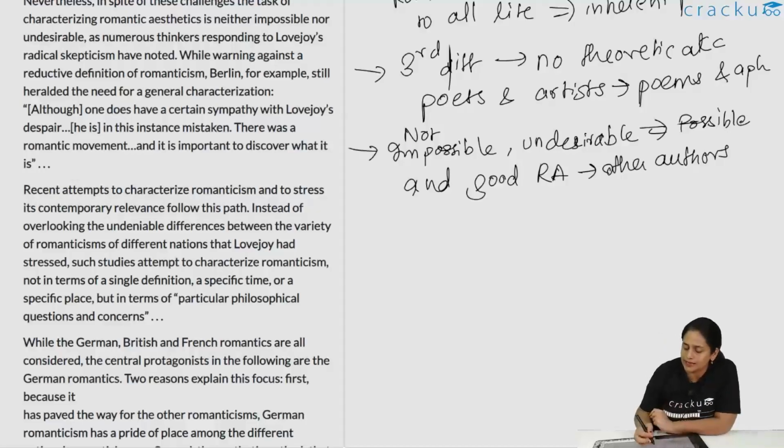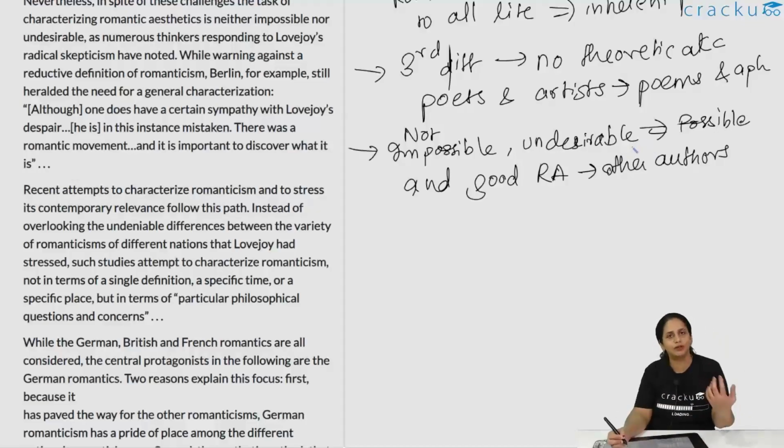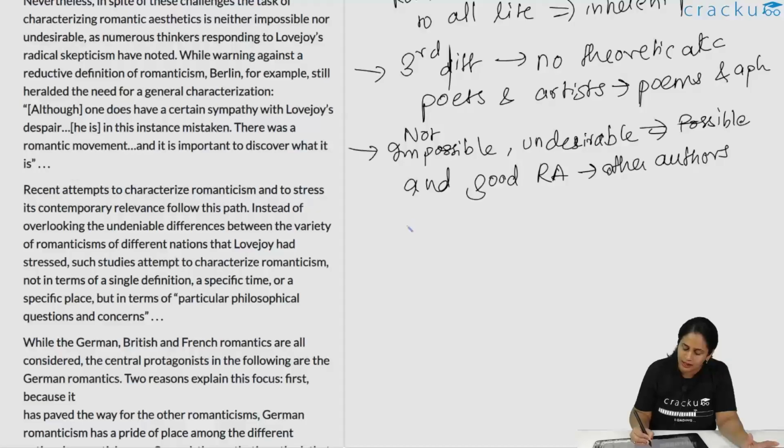So essentially, Lovejoy was saying that it is impossible to define it. Many other authors do not agree with Lovejoy. They say that you should not have a reductive definition, but it is still possible to have a definition of romanticism, to identify what the romantic movement is and to give a general characteristic of it. It is both possible and good to do this. Other authors disagree with Lovejoy.